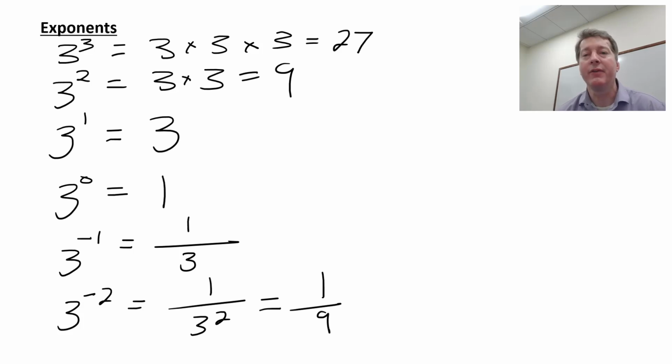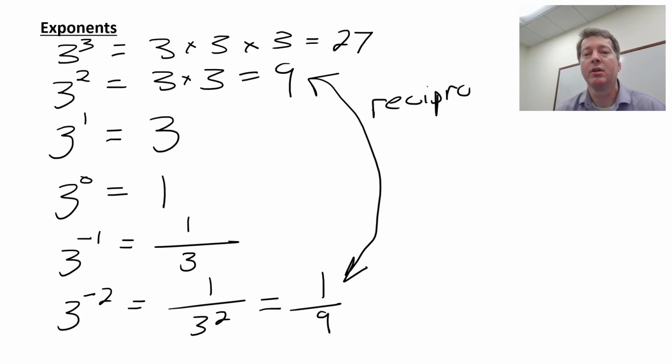So a negative exponent doesn't make the number negative. It doesn't make the result negative. It just means you're creating a fraction. That's what it means. And 3 to the negative 2 is what? It's the reciprocal of 3 to the positive 2. It's the flipped over version. It's not 9, rather it's 1 over 9.